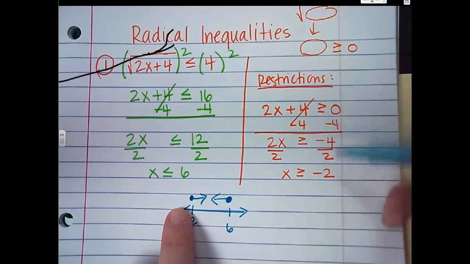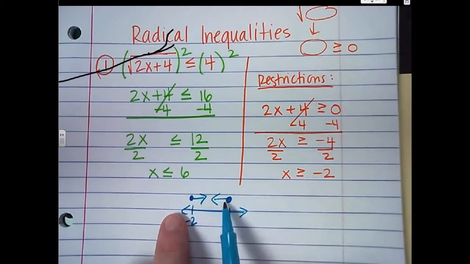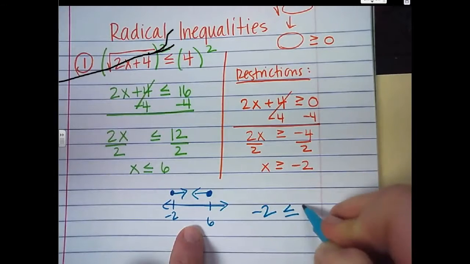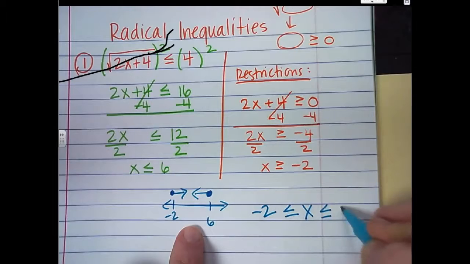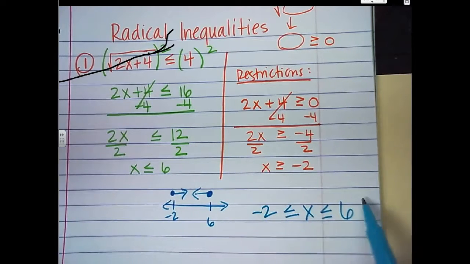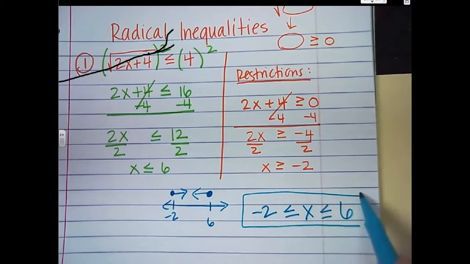Okay, so you have to do the restriction to say, well, does it matter or does it not? So in this case, our answer is negative 2, less than or equal to x, less than or equal to 6. This one says less than 6, but then the restriction says, well, it still has to be greater than or equal to negative 2 to give us a real number answer.